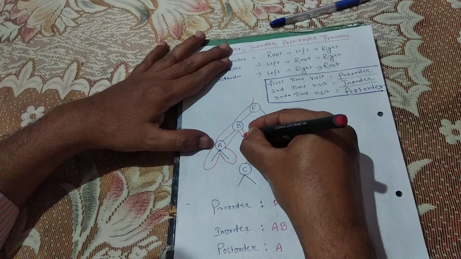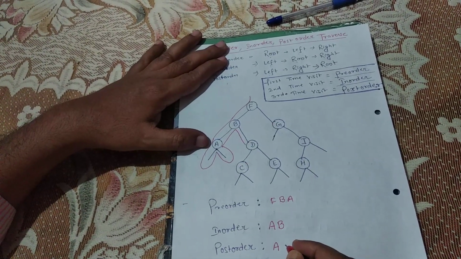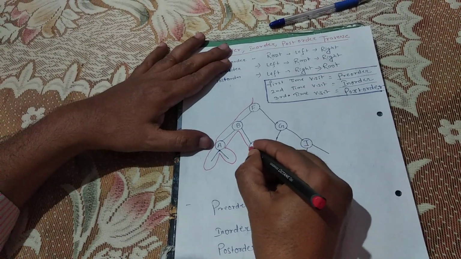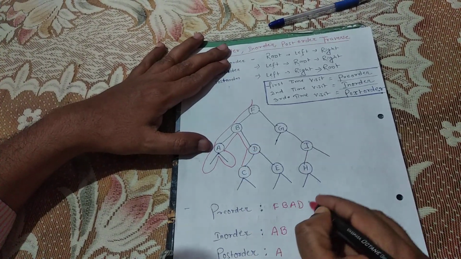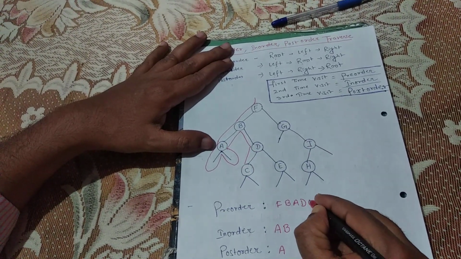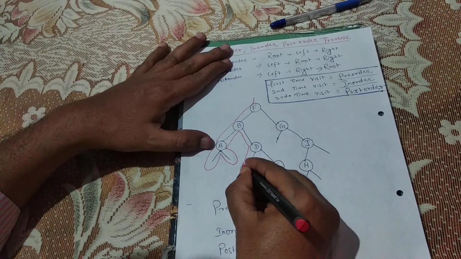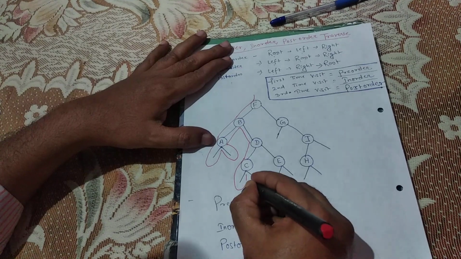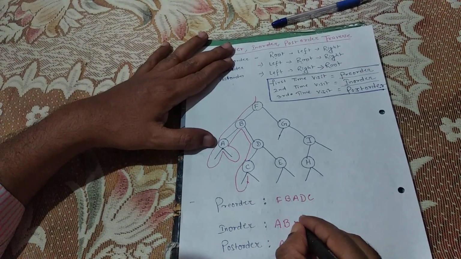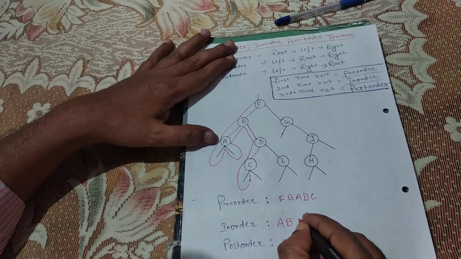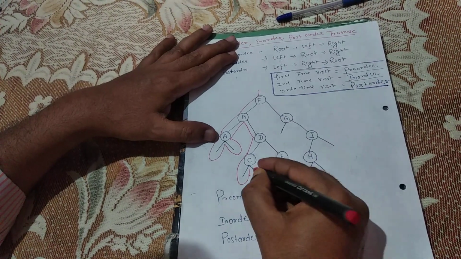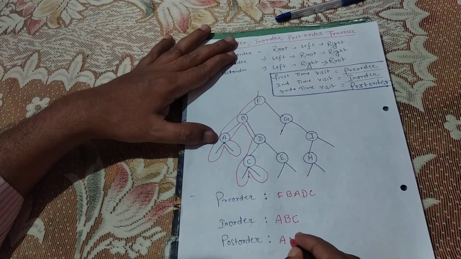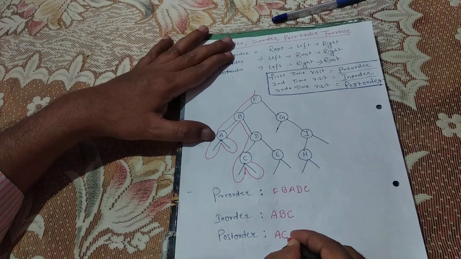Now visit D, first time, so D right here. Now visit C, first time, so right here. Now C is visited again, the second time, so right here C. It is visited again, C the third time, so right here C.